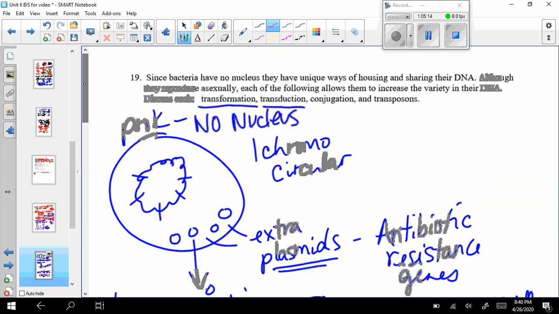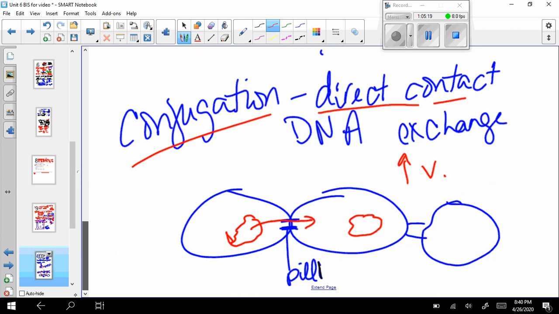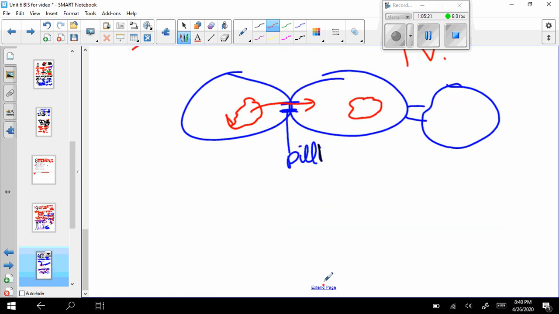And the last one, transposons. All right, transposons are what they call jumping genes.